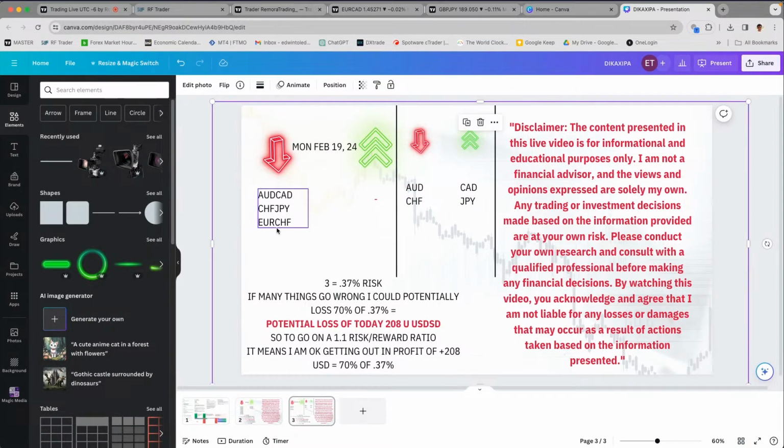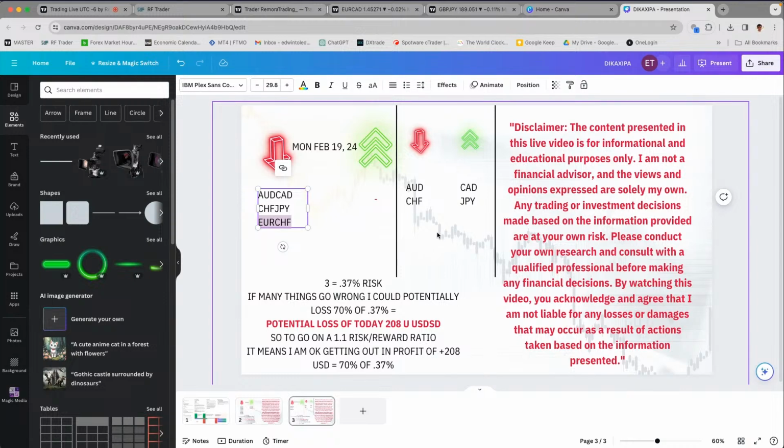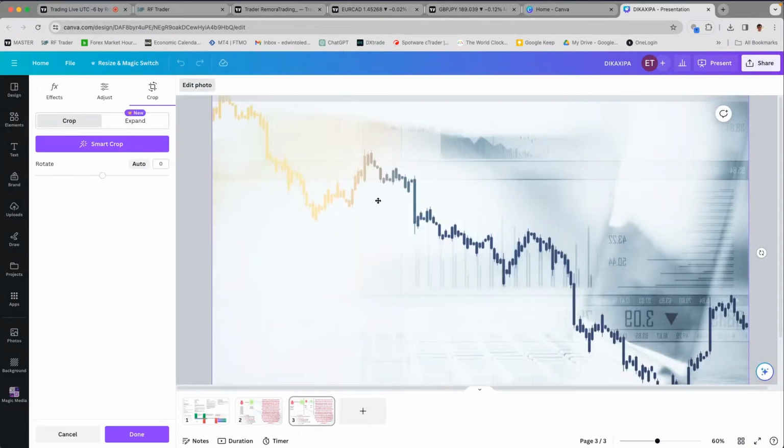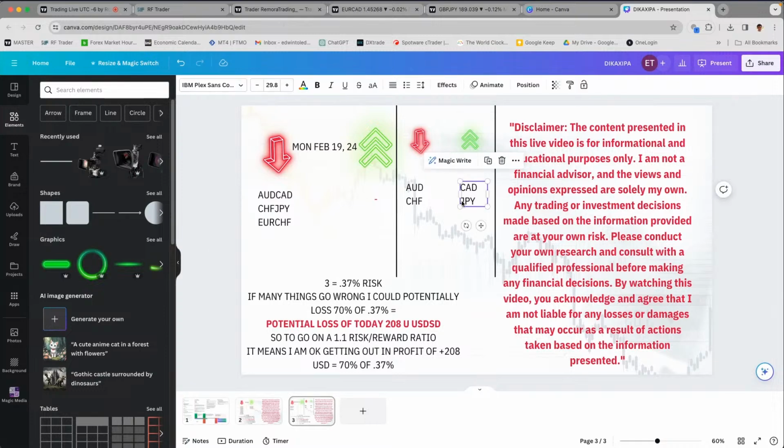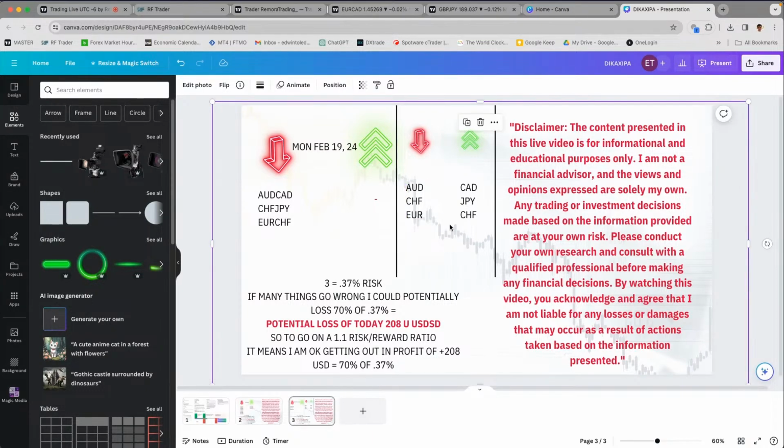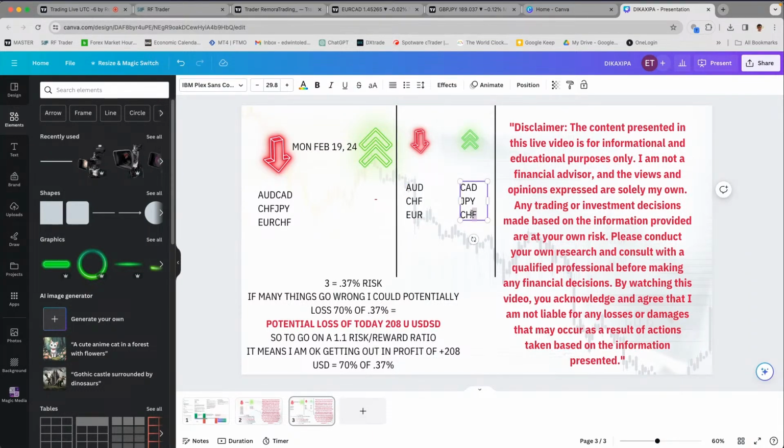But then here was the problem with Euro CHF. When I sold Euro CHF, I said CHF strong and Euro weak. And the problem with this is that I had CHF saying it's strong, but I'm also saying CHF is weak.